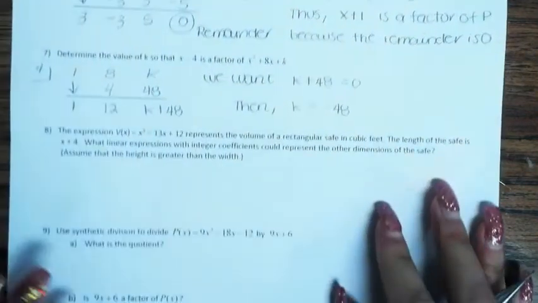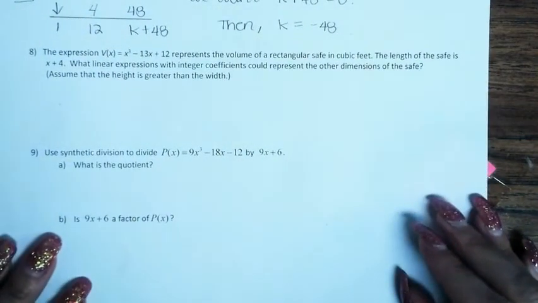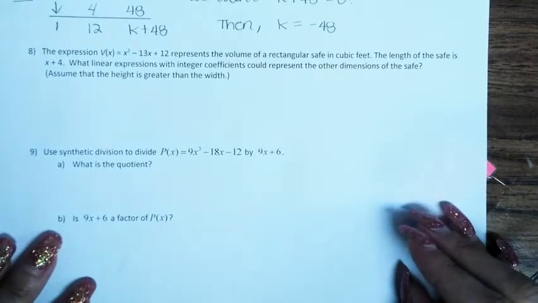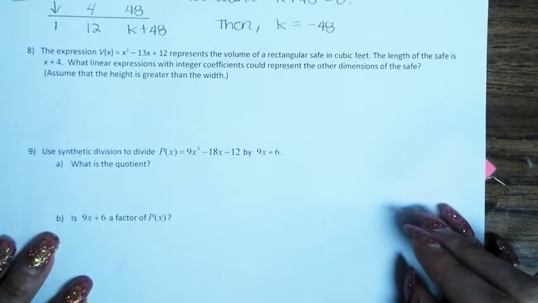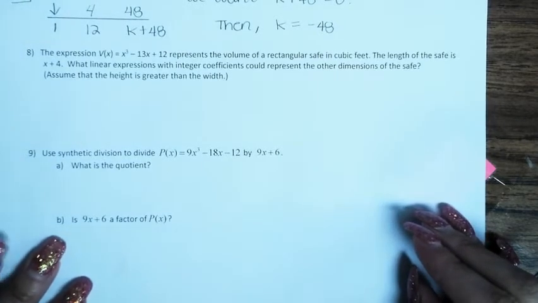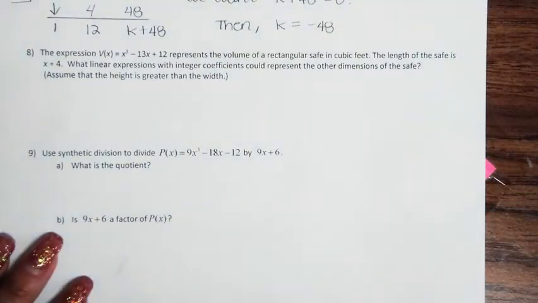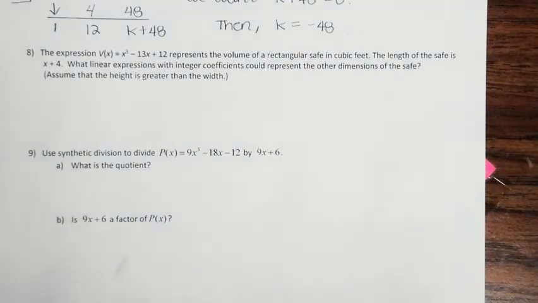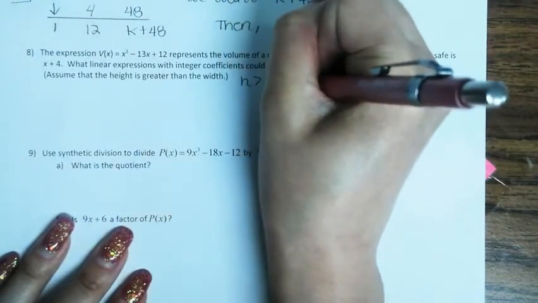Okay, so for number 8, let's look at number 8. You have this expression that represents a volume. Okay, so V of x is equal to x cubed minus 13x plus 12. This represents the volume of a rectangular safe in cubic feet. Okay, the length of the safe is x plus 4. What linear expressions with integer coefficients could represent the other dimensions of the safe? Okay, you need to assume that the height is greater than the width. Okay, so we know that h is greater than w.